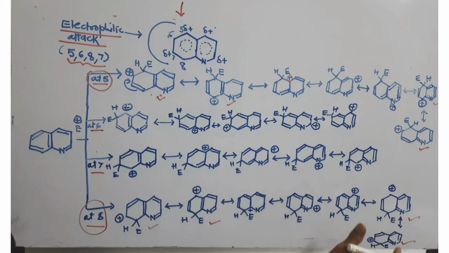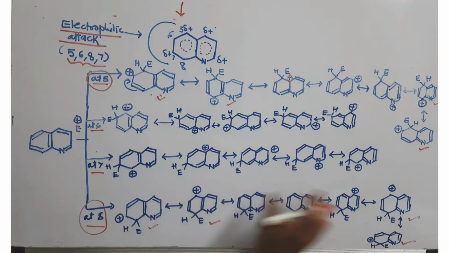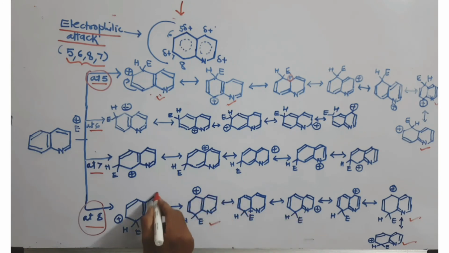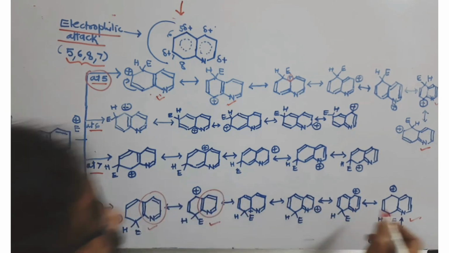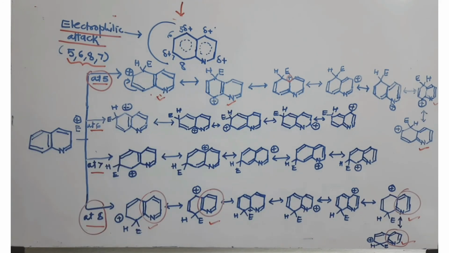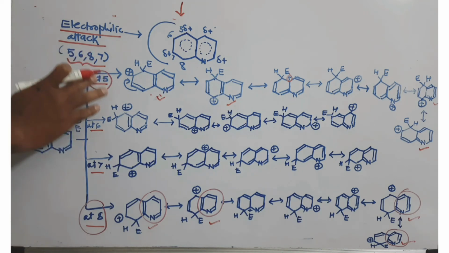Again, you can watch here, here, here, and the last 2 structures. So out of 7, when we consider attack at carbon number 8, we get 7 resonating structures in both cases, and out of these 7, 4 resonating structures have an aromatic ring, that is pyridine. This aromatic ring, this, this, and this one provide extra stability to this reactive intermediate. So that is again the driving force towards the attack of the electrophile at carbon number 8 and carbon number 5.